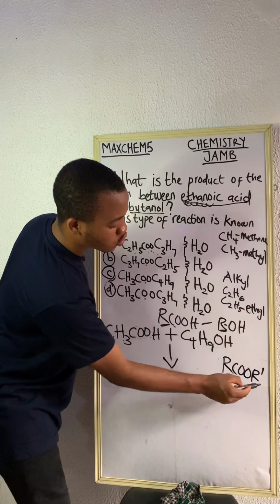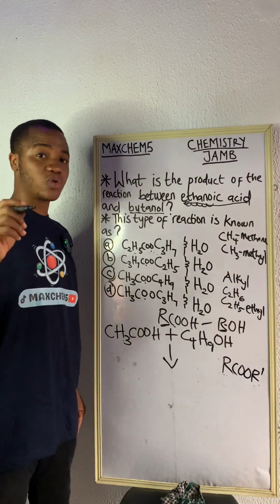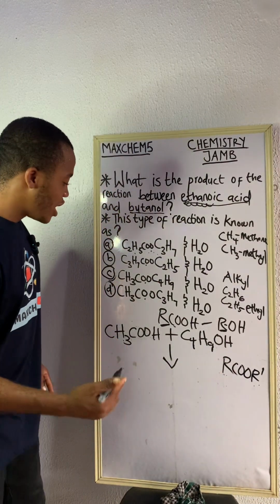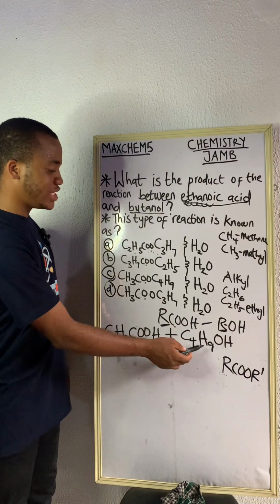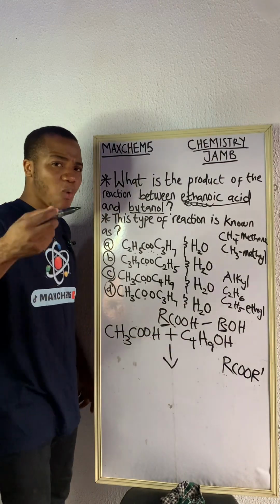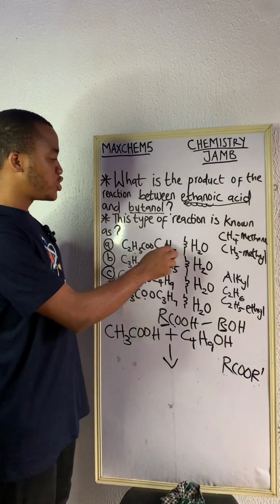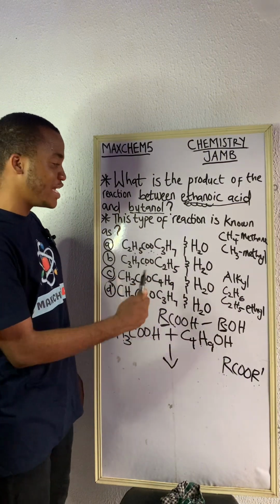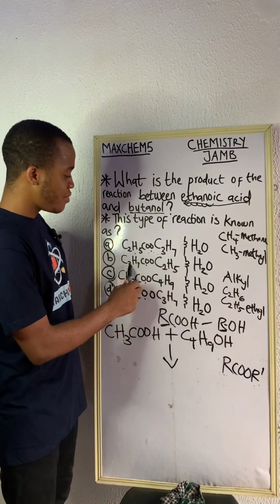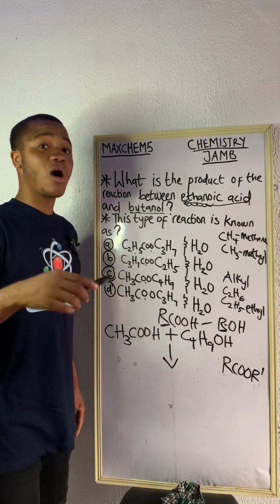They have 2 R groups. Esters have 2 R groups. Don't forget that. So now, when this reacts with this, what type of ester are we going to get? If you check these options very well, you can see all of the options are esters. RCOOR prime, RCOOR prime. All of them are esters.